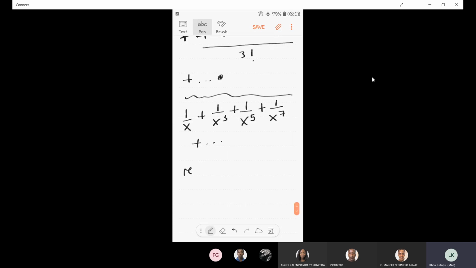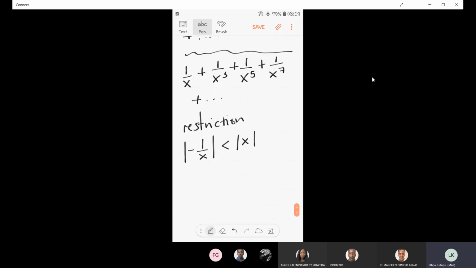And the restriction is that the absolute value of b, which is the absolute value of negative 1 over x, must be less than the absolute value of x. So what we have is that 1 over x will be less than the absolute value of x. Okay, so that is how we would do that one.